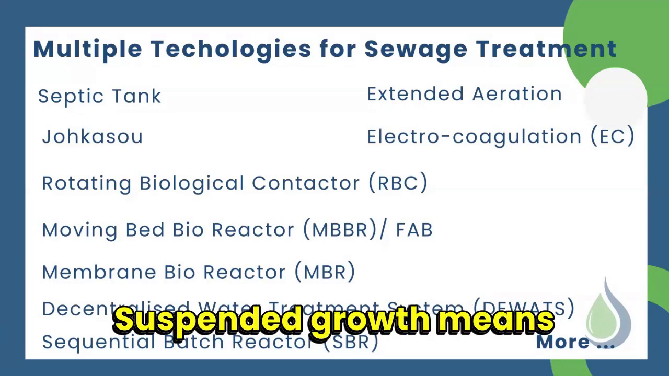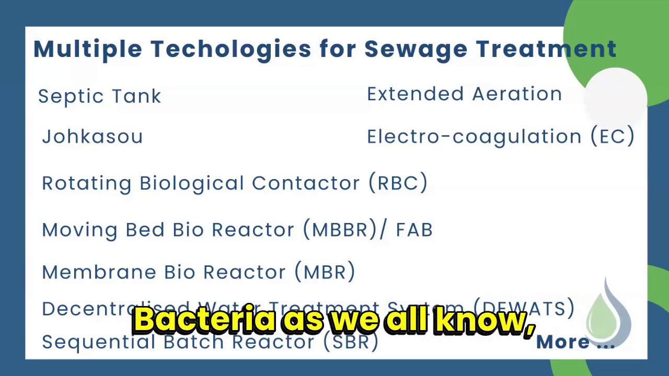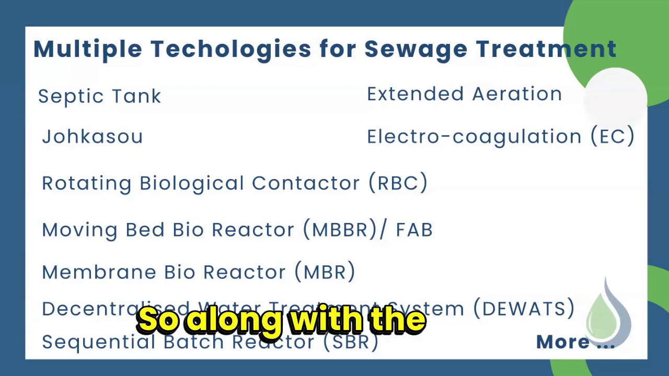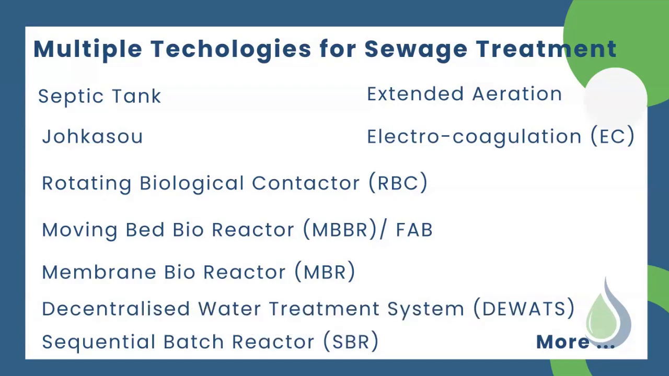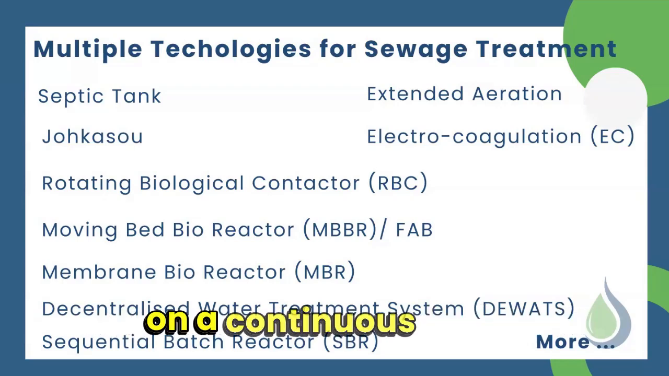Suspended growth means the bacteria is there suspended in water. Bacteria, as we all know, is a unicellular organism. That means it has only one cell. It is not even visible to our naked eye. So along with the water, it would go out. Okay. So it is always a challenge to get more and more bacteria to come and grow in your process tank every day on a continuous basis.